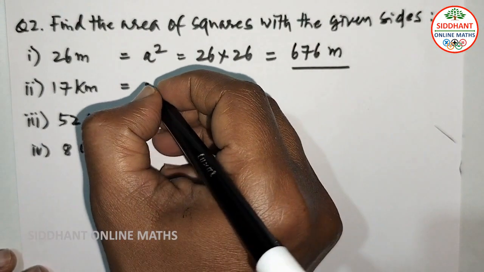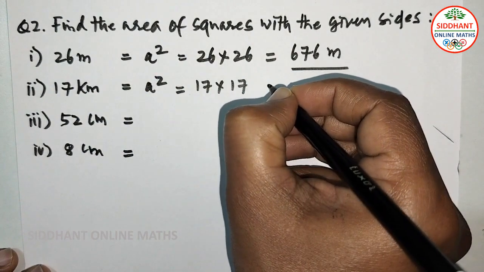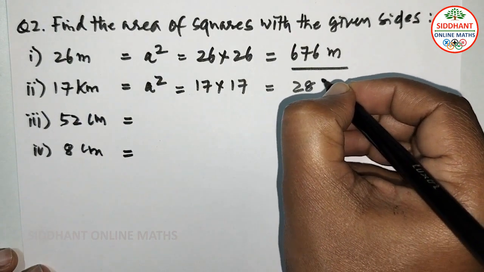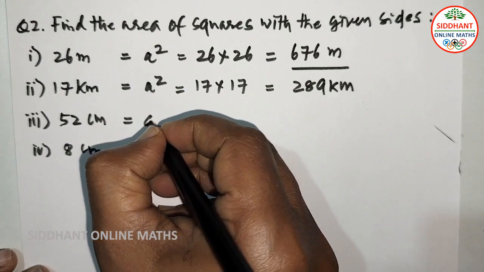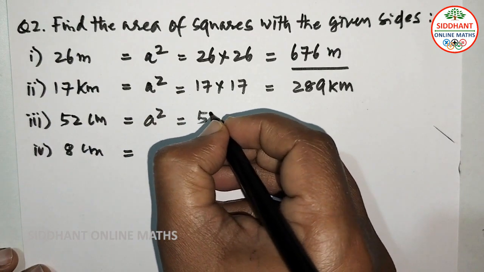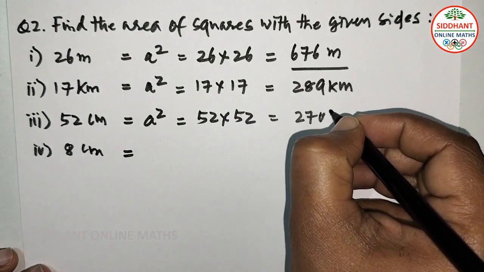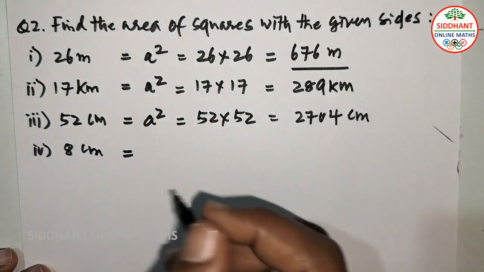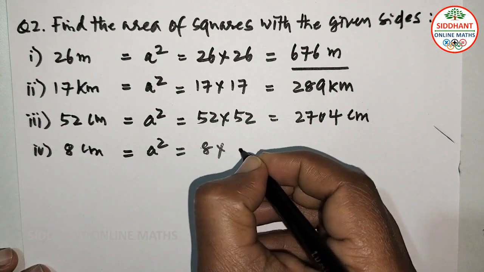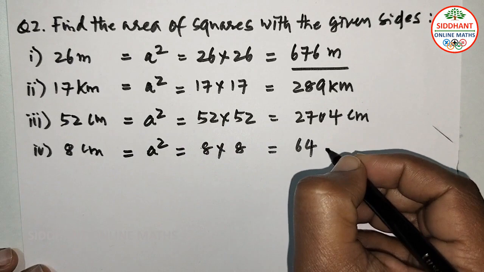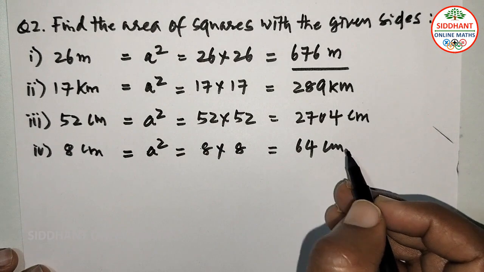Next 17 kilometers. So area of a square, that means 17 into 17. So you get here 289 kilometers. Next 52 centimeters. So area of a square, that means 52 into 52. So that will be 2704 centimeters. Next 8 centimeters, 8 into 8. So that will be 64 centimeters. So these are the areas of the given data.